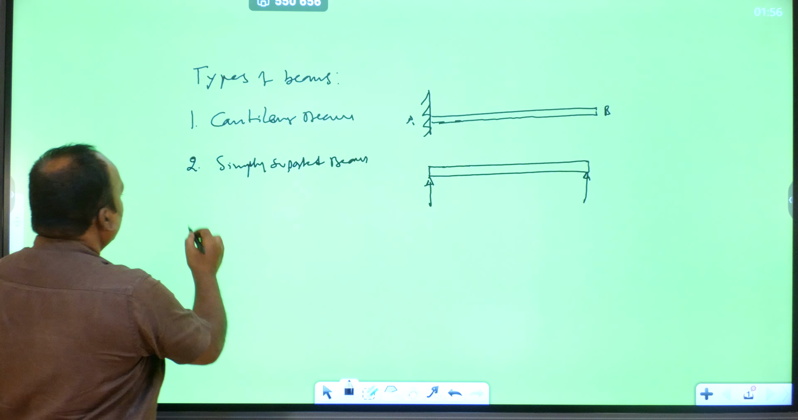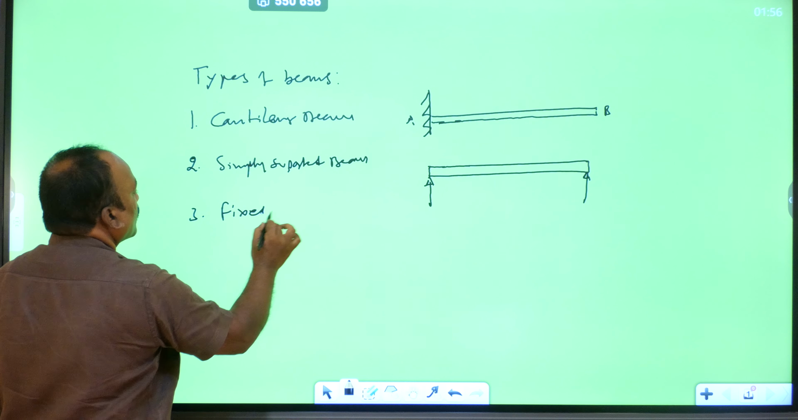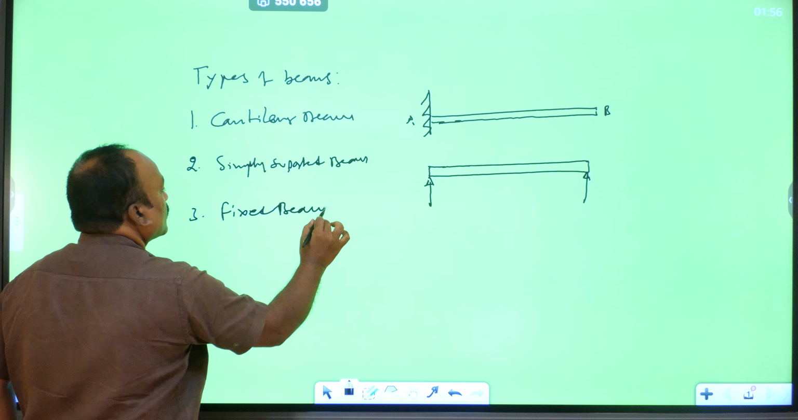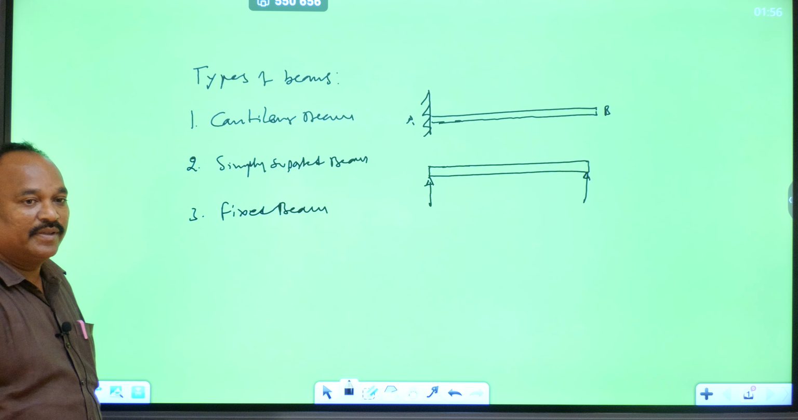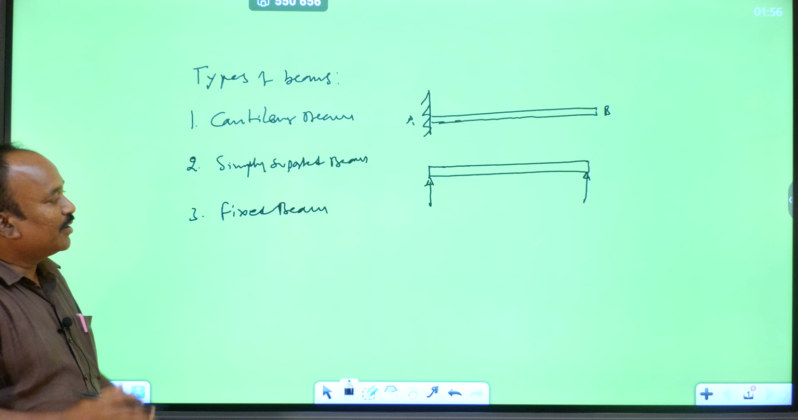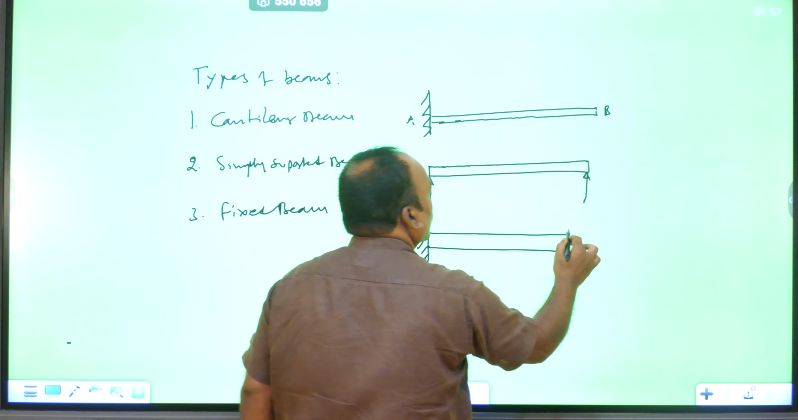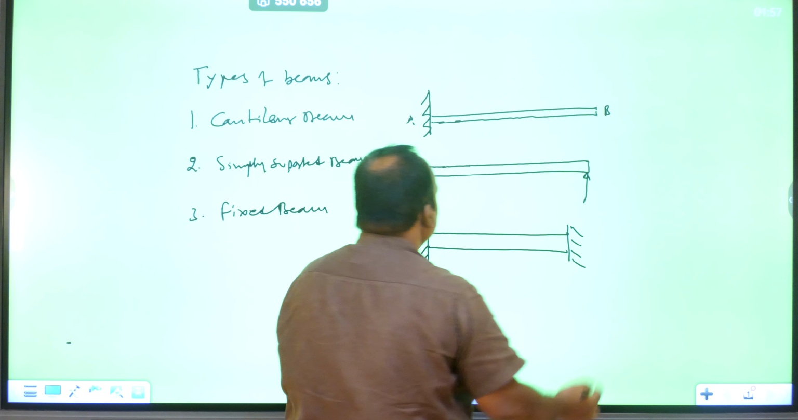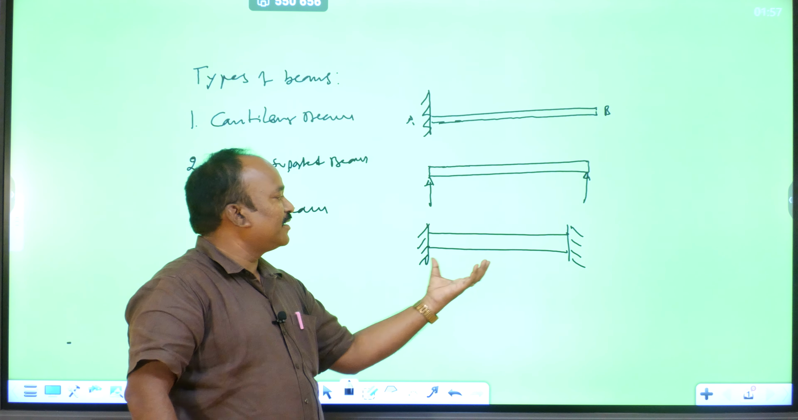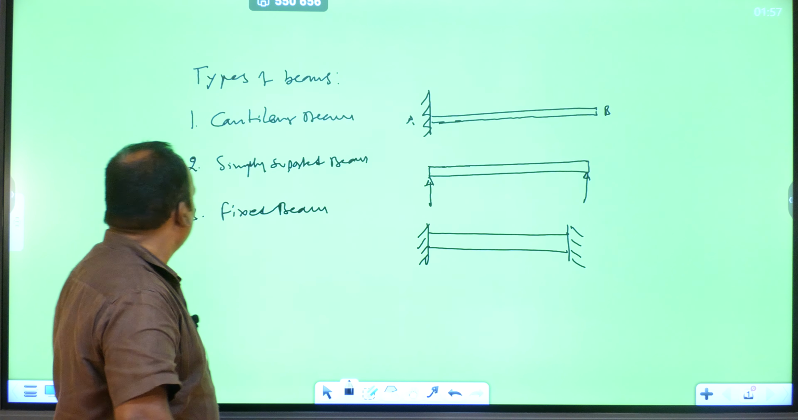Next, third one, fixed beam. Fixed beam means both ends are fixed. In a cantilever only one end is fixed, so the same scenario on both sides. Both sides are fixed. That means the fixed beam.